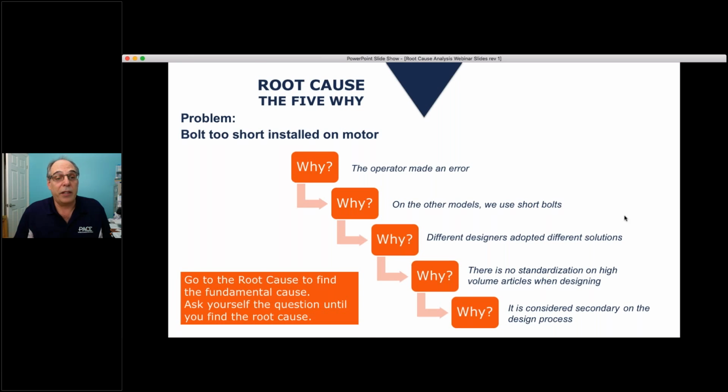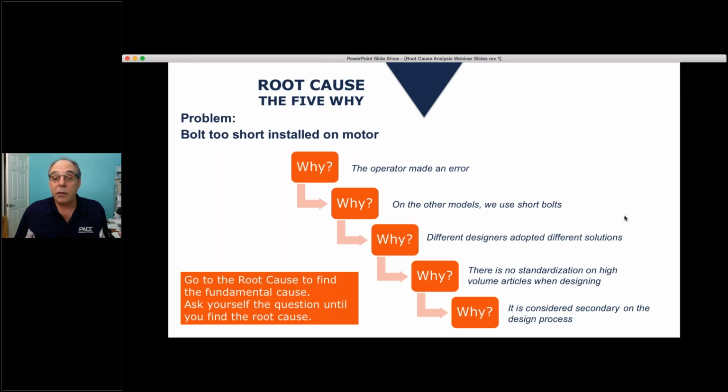So here's just a quick example. There's a bolt that's too short installed in a motor. Well, why is there? And this is something we don't do enough of, is ask that question, why? Why is the bolt too short? What happened? Well, the operator made an error. Okay, well, is that the root cause? No, maybe not. Why did the operator make an error?